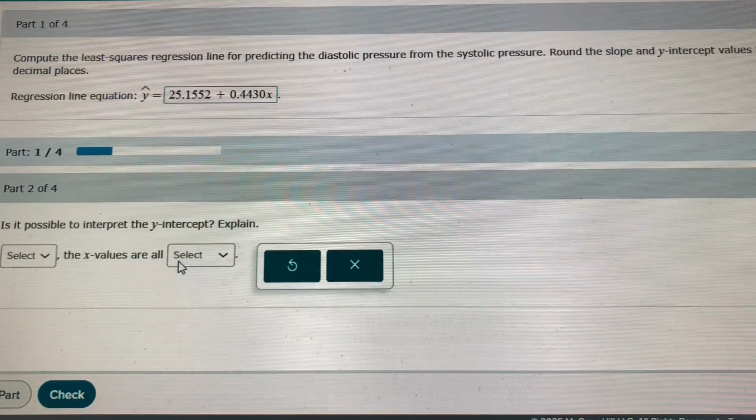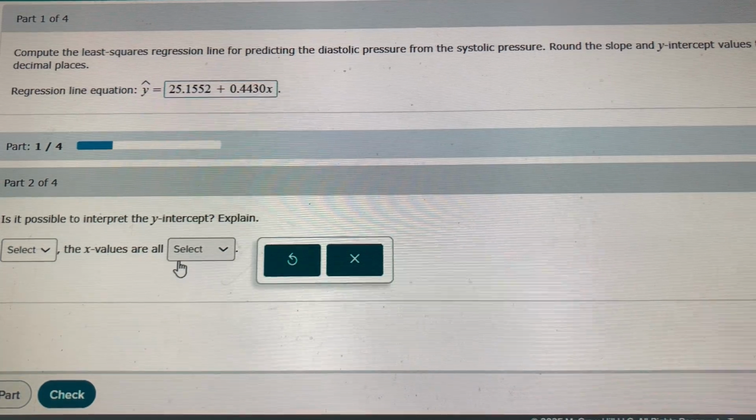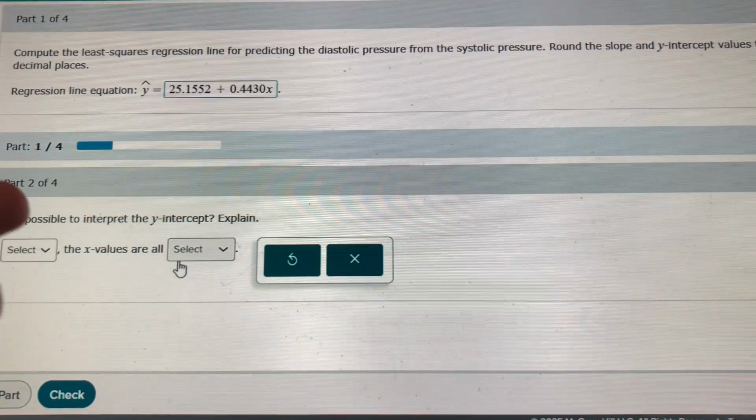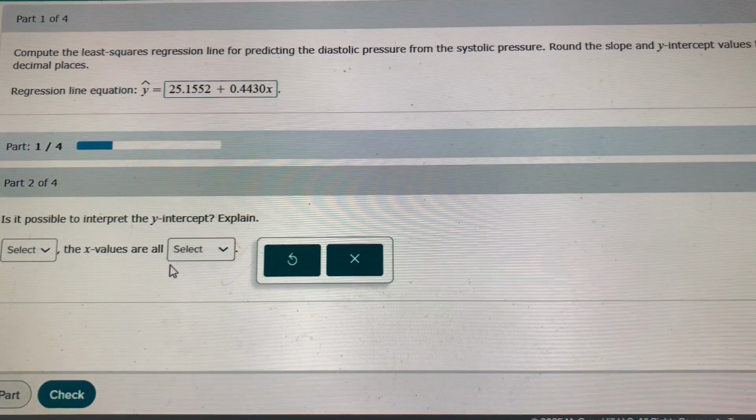So sometimes it's possible to interpret it, but often it's not possible because, say you're doing height versus IQ. If somebody has a 0 height, their IQ would be whatever. How can you have an IQ of anything if you have 0 height? If you have 0 height, you don't even exist. So sometimes a 0 x is meaningless.